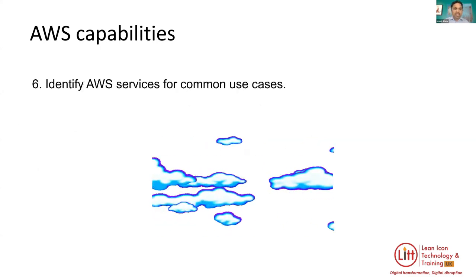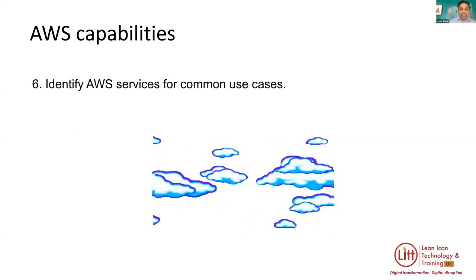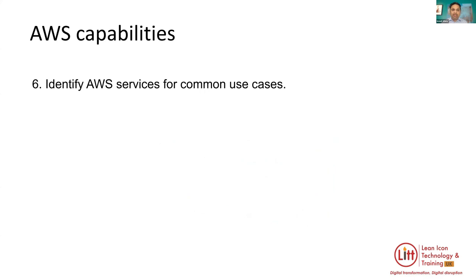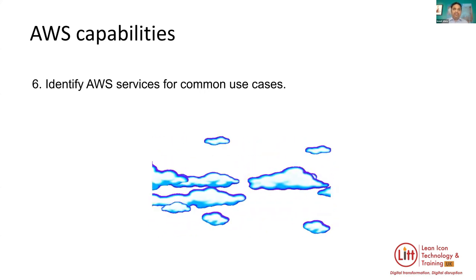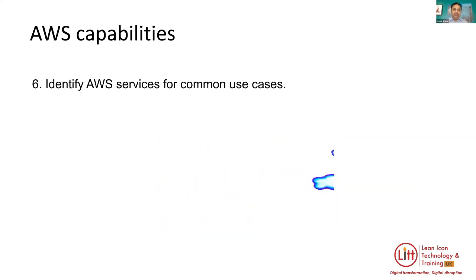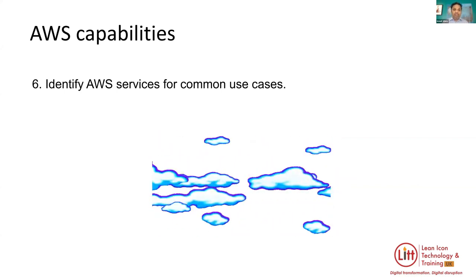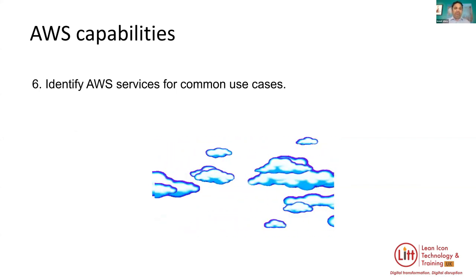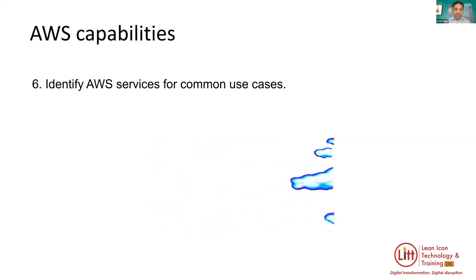I think I have discussed that. Next, identity access for common use cases. In the exam, they will give you a scenario-based type of question, so you need to understand, for example, what to use if you just want to launch a static website.